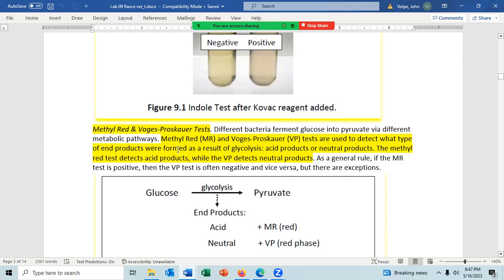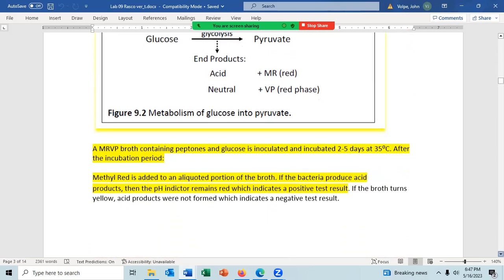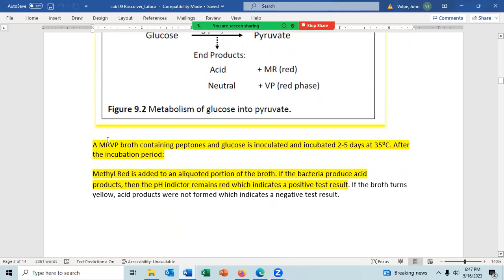Both tests are looking at what products are made from the result of glycolysis. If acid products are made, you run the MR test to determine if acid products are made. And if neutral products are made, you run the VP test. Both tests will be red if the test is positive. So the MR test will be red, and the VP test will be red if it's positive. What you do is you inoculate an MR-VP broth, meaning you start with one tube, and you incubate it for 2 to 5 days at 35 degrees Celsius.